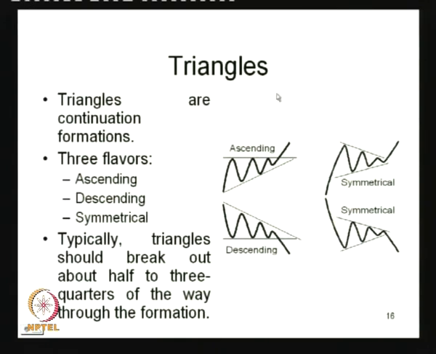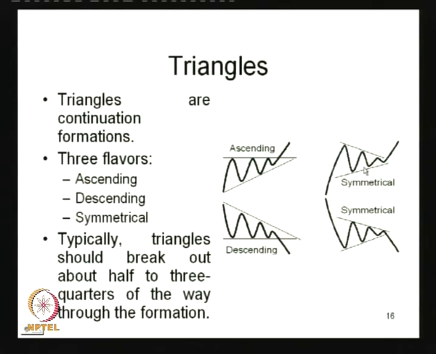Then another type of instrument we use is the triangles. Triangles are basically continuous formations. If you plot these triangles in a particular stock price pattern of a particular security, you will find these are continuous formations. There are three flavors: one is the ascending pattern, another is the descending pattern, and then you have the symmetrical pattern.